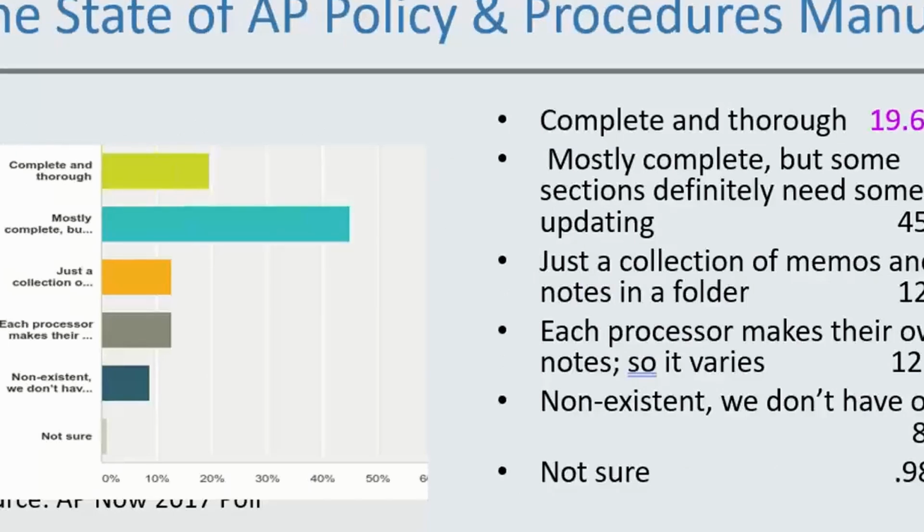So we did a survey about the state of policy and procedures manuals, because I'm going to be perfectly honest, this is one of those tasks that's like not eating too much sugar, getting enough exercise, getting enough sleep, etc. We all know that we should have an updated one, but it tends to get backburnered, especially when there's more pressing work to be done. And so you can see here that when it comes to an updated, complete and thorough policy and procedures manual, less than 20% actually have one that is updated, complete, thorough, etc. Most of us are somewhere else on that spectrum.